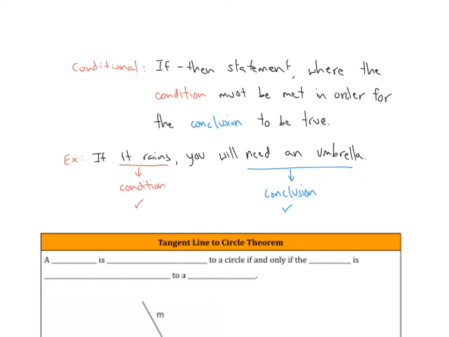So in a sense, this is just a little bit of logical thinking. For example, let's pretend that right now it's actually not raining. So the condition, it rains, has not been met. Therefore, you don't need an umbrella. The conclusion is not true. However, if it actually is raining outside, the condition has been met, which means that the conclusion is that you will need an umbrella. So we're going to use this idea in the following theorem.